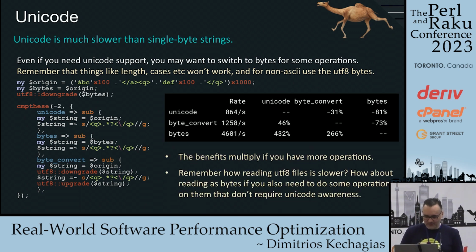So this is an example, and it's several times, like 5-6 times faster if you work on bytes. It's still 50% faster if you convert.